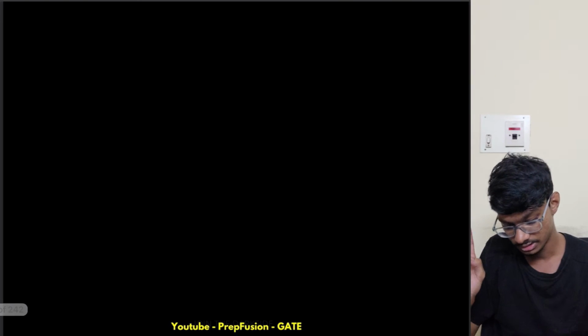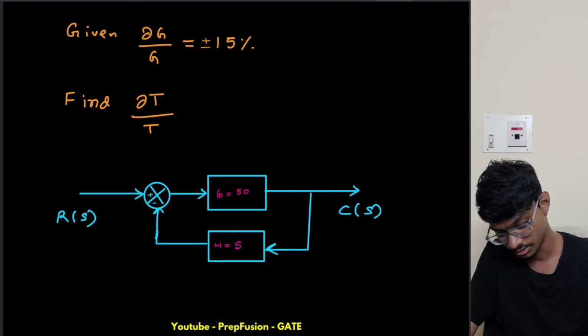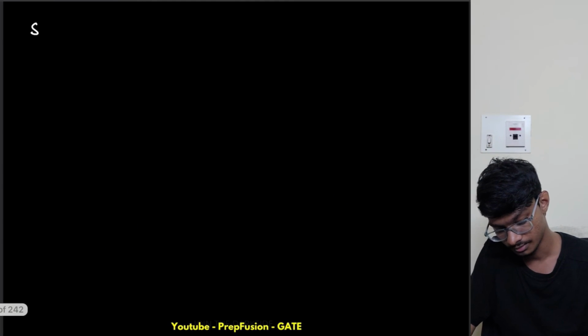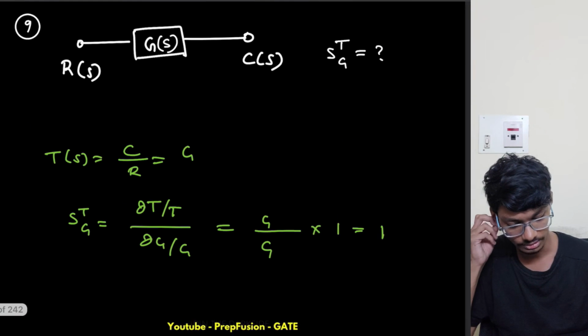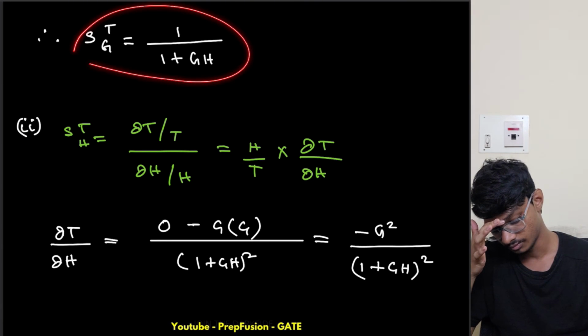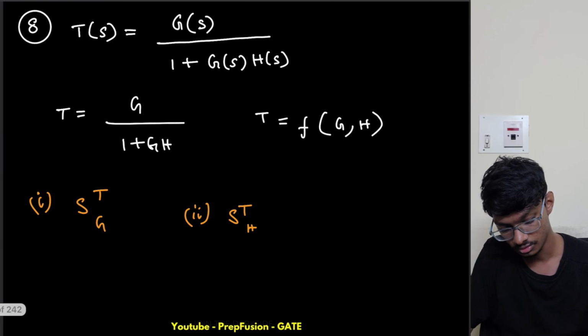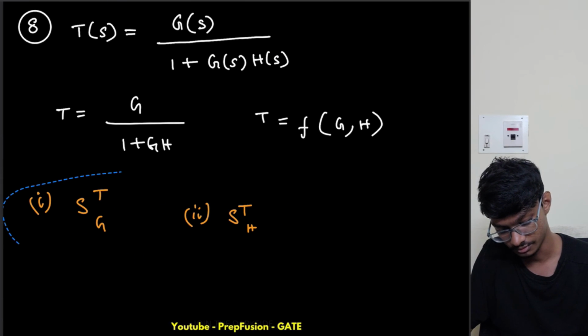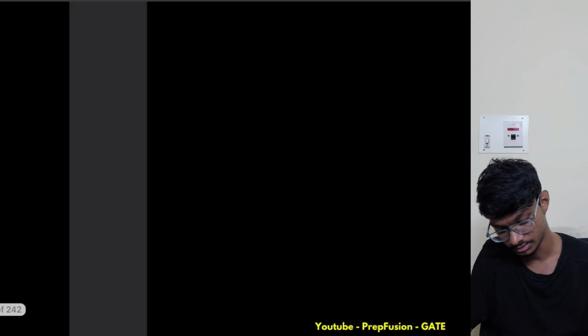So I have just calculated, this is the 12th question. I have just calculated the sensitivity of the transformation with respect to the forward path. What is it? Let me check it. It is 1 by 1 plus GH basically. So here 1 by 1 plus GH for a transformation like this. Okay, I should not draw this diagram, else it will be very confusing. Let me take this actually.